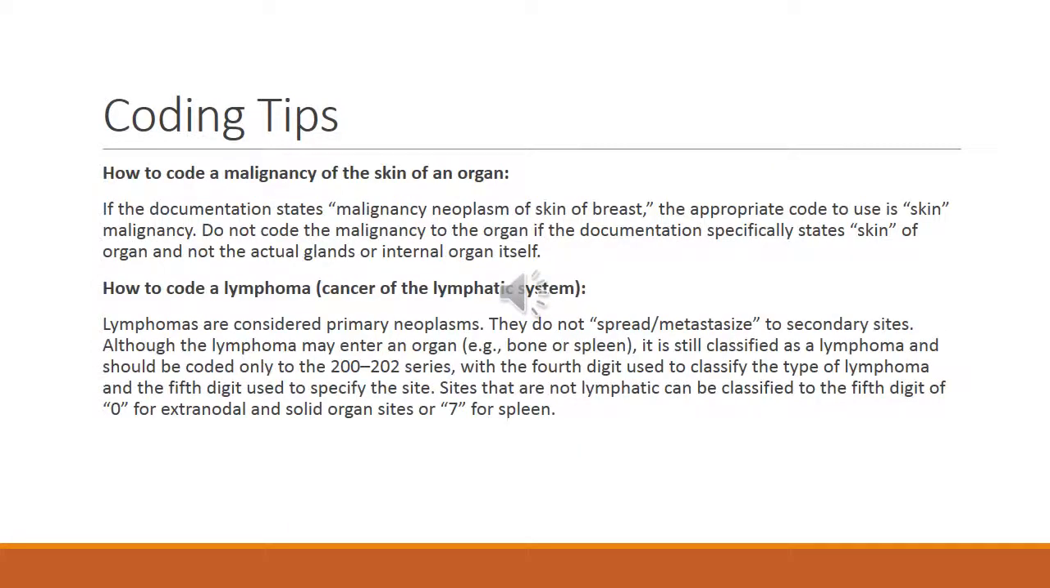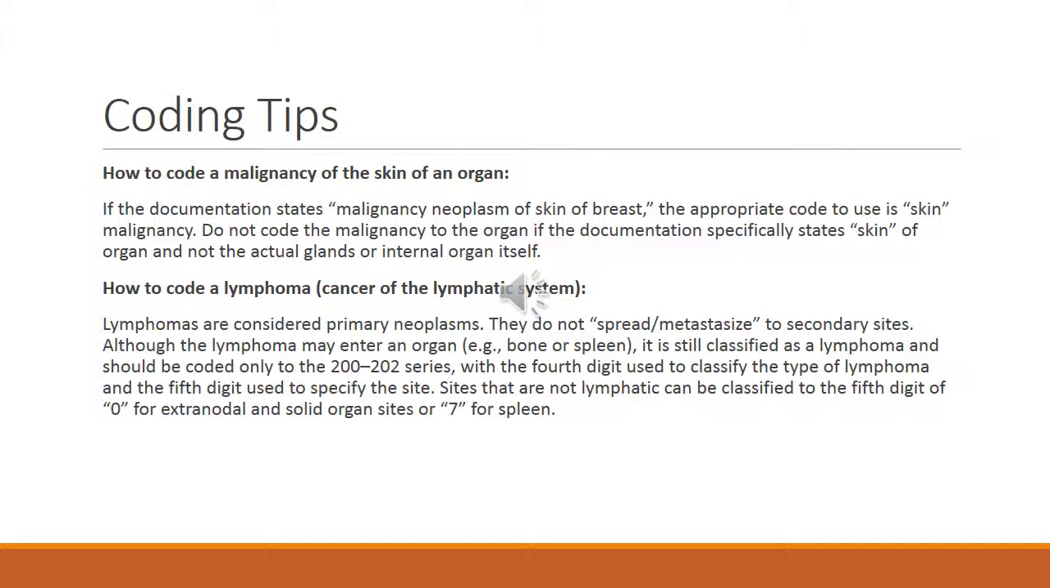Okay, continuing on with some coding tips. How to code a malignancy of the skin of an organ. If the documentation states malignant neoplasm of skin of breast, the appropriate code to use is skin malignancy. Do not code the malignancy to the organ if the documentation specifically states skin of organ and not the actual glands or internal organ itself.